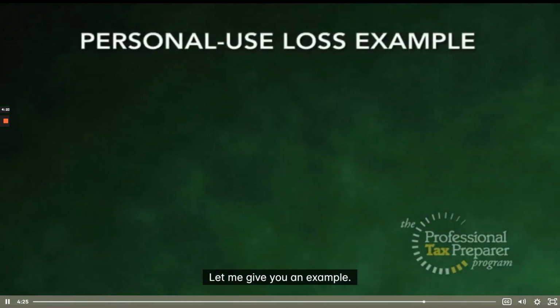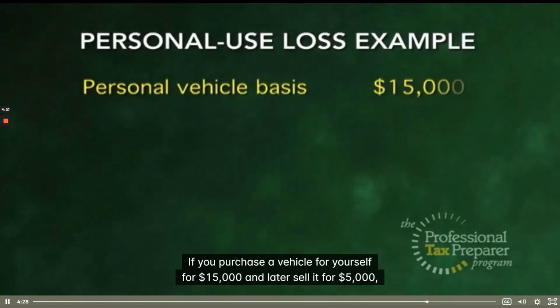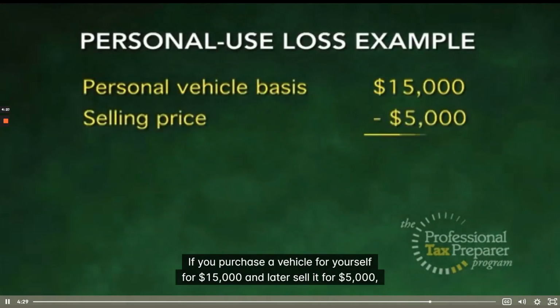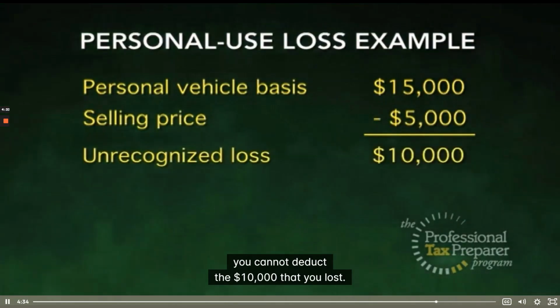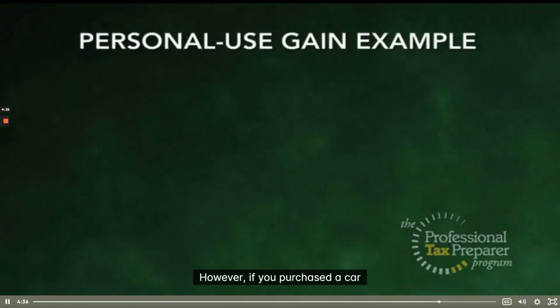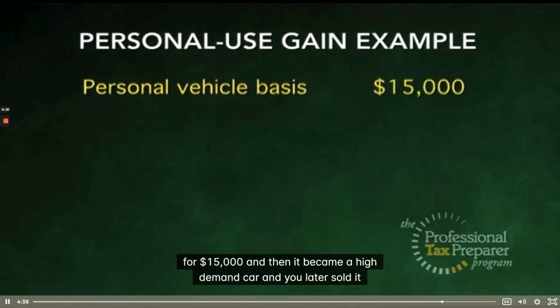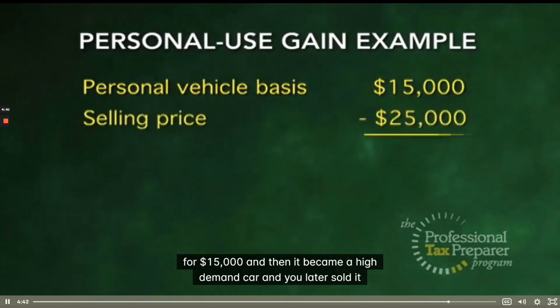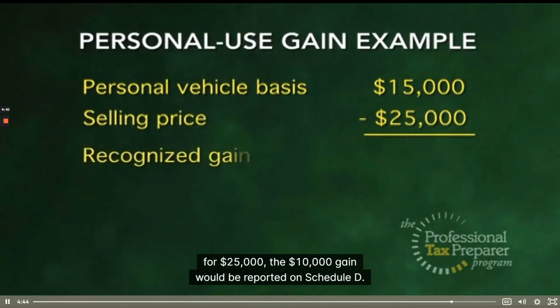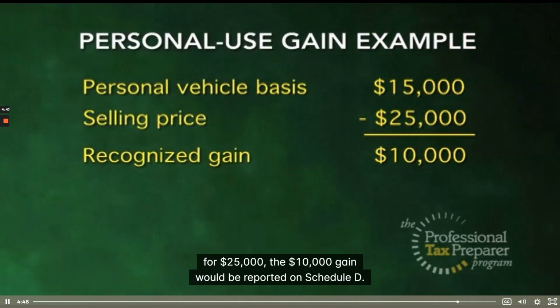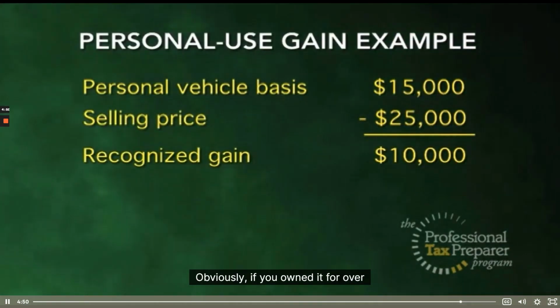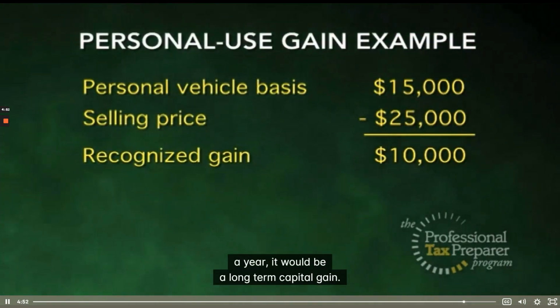Let me give you an example. If you purchase a vehicle for yourself for $15,000 and later sell it for $5,000, you cannot deduct the $10,000 that you lost. However, if you purchased a car for $15,000 and then it became a high demand car and you later sold it for $25,000, the $10,000 gain would be reported on Schedule D. Obviously, if you owned it for over a year, it would be a long-term capital gain.